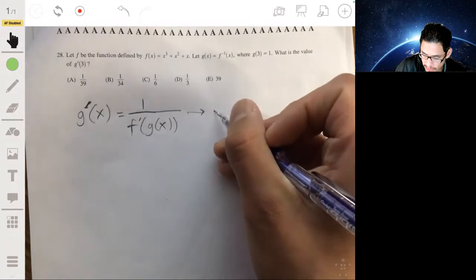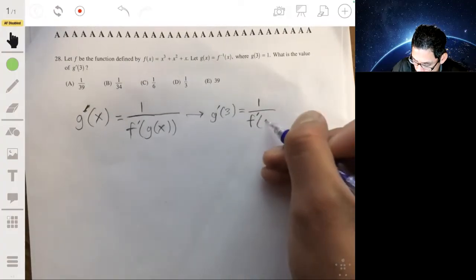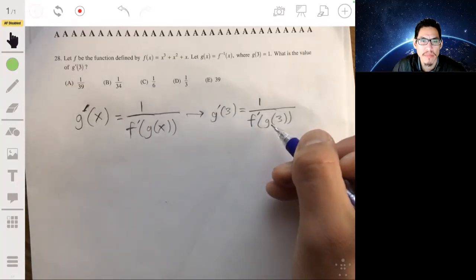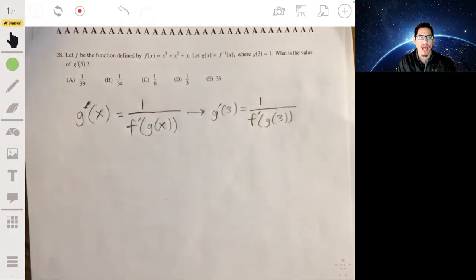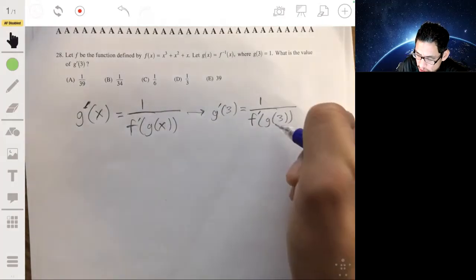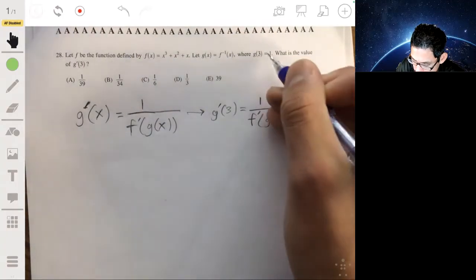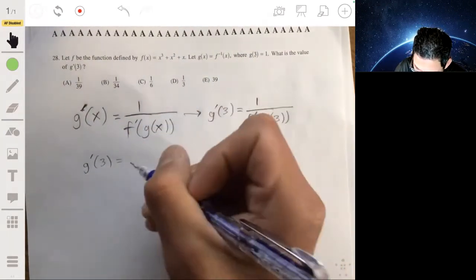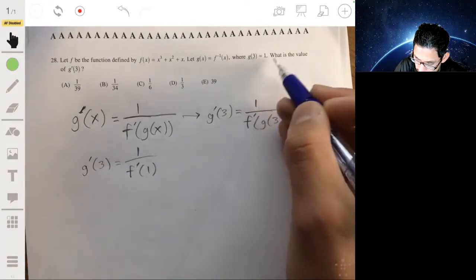Anyways, we're trying to find g prime of 3. So g prime of 3 will be 1 over f prime of g of 3. Now remember, or make sure you understand, the inverse function gives you the output as the input, or the input as the output, depending on what you're looking at. So g of 3 is 1. Well, I guess it's already given to us, so g prime of 3 will be equal to 1 over f prime of 1, because g of 3 is 1.